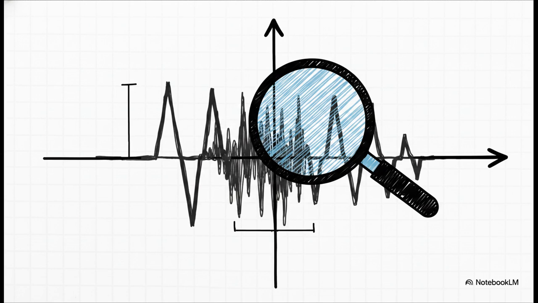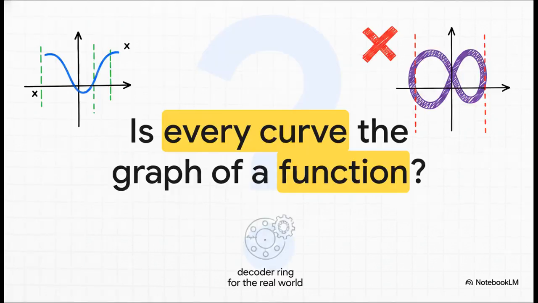By graphing this visually, a geologist doesn't need to write out some massive, complex algebraic equation. They can instantly read everything they need to know: the massive amplitudes, the dangerous patterns, the duration of the worst shaking. The visual graph tells the entire story of the earthquake in an instant. But this brings us to a really crucial litmus test. If a visual graph is our ultimate decoder ring for understanding the real world, how do we actually know if a shape we draw on a piece of paper is a valid mathematical function?